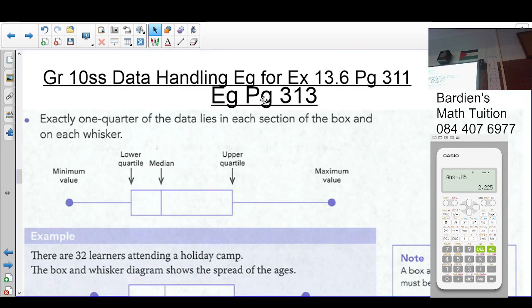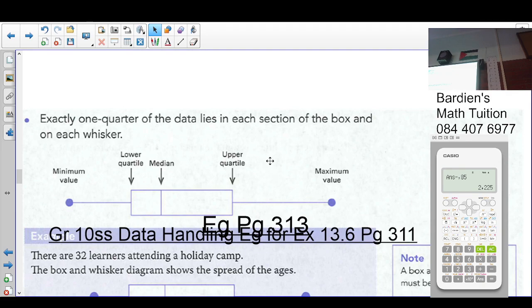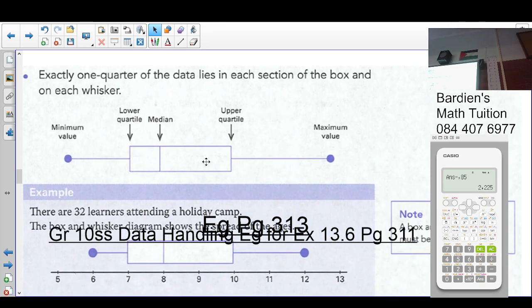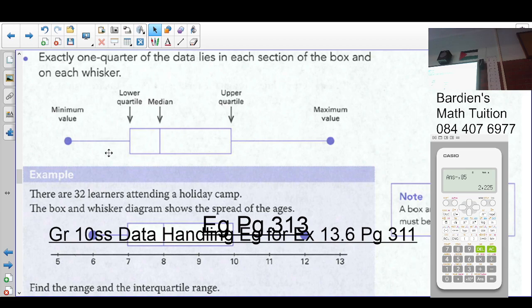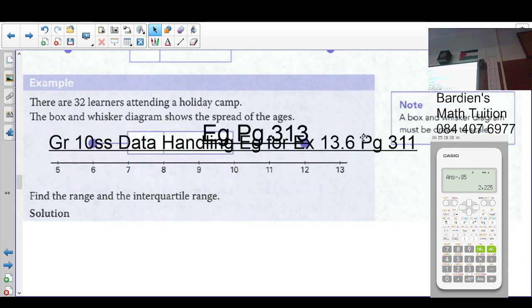Exactly 1/4 of the data lies in each section of the box, and on each whisker. Okay? So as you can see, from your minimum value to lower quartile is 25%, from your lower quartile to median is 25%, and so on. Although it doesn't look like it's 25%, it's to do with the data itself. It's not going to be evenly spaced. So the data itself, from the lowest value to the first quartile is 25% and so on. Okay.